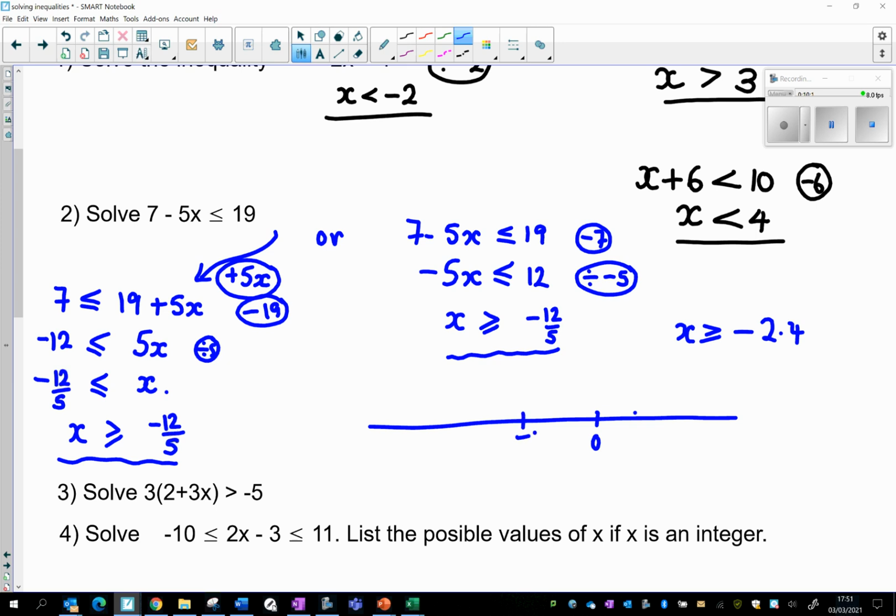Okay, so there's 0, there's minus 1, there's minus 2, there's minus 3. Minus 2.4 is just a bit less than minus 2, so I'm going to put it about there. And because it's greater than or equal to, remember we draw a coloured in circle, so our solution here could be any number from minus 2.4, let's just label it there as minus 2.4, any number from minus 2.4 upwards.